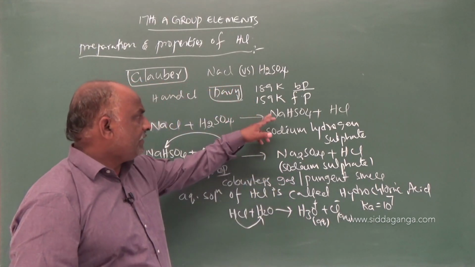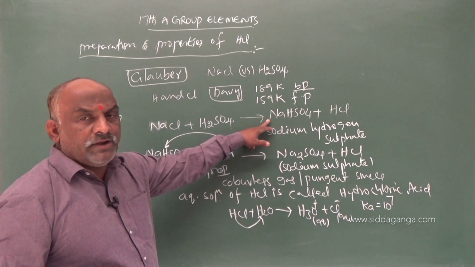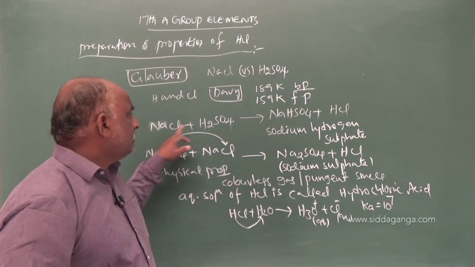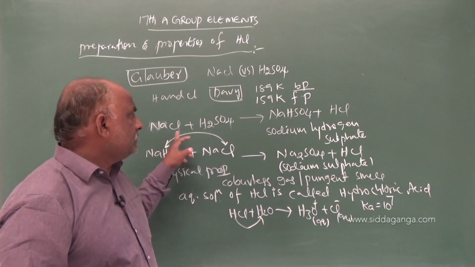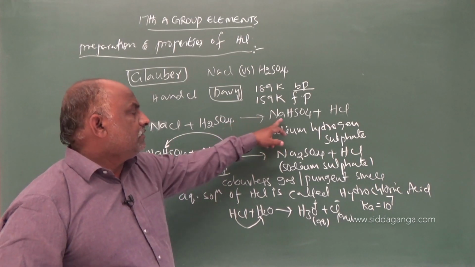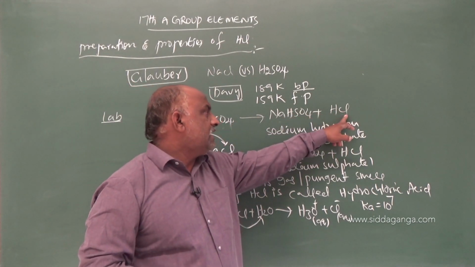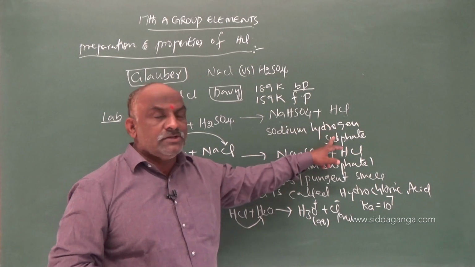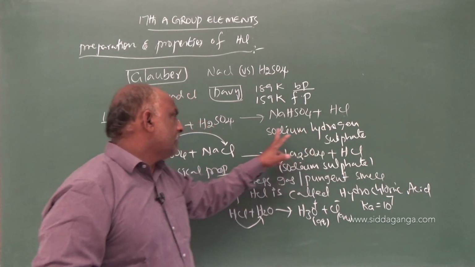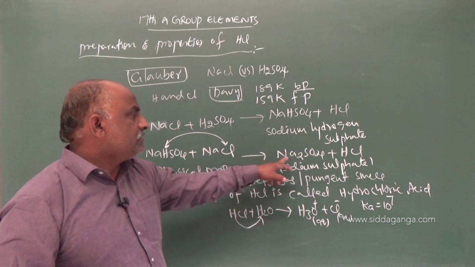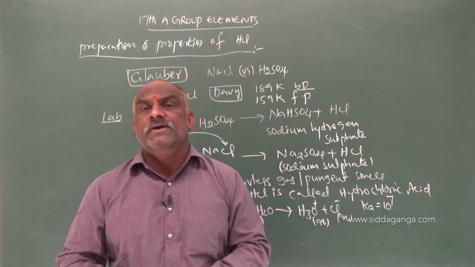So this is the preparation of hydrochloric acid in the laboratory. Rock salt or common salt is treated with sulfuric acid. It liberates hydrochloric acid gas and forms sodium hydrogen sulfate. This sodium hydrogen sulfate combines again with sodium chloride to give sodium sulfate and HCl.